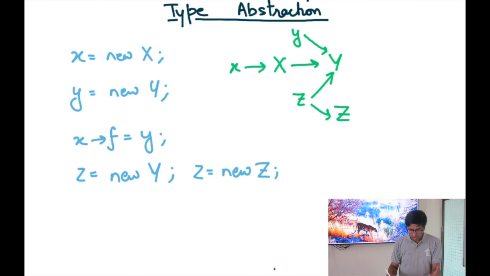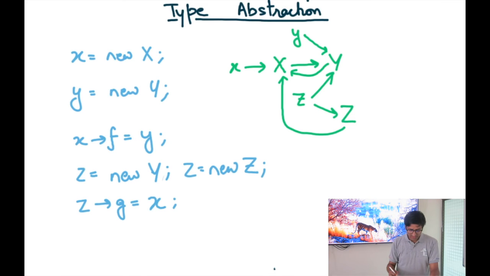Now, how does this make things hard? Because let's say there was another statement, z.g equals x. So in other words, whatever z is pointing to, in this case z may point to y or z. Now that can contain a pointer to x. So an object of type y, because z can point to y, can now contain a pointer to x. And an object of type z can now contain a pointer to x. So these edges from y to x and z to x represent the possibilities created by this statement z.g equals x.